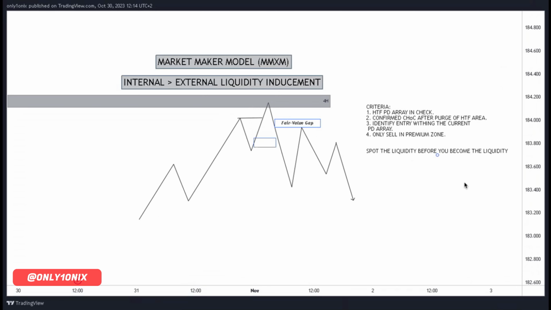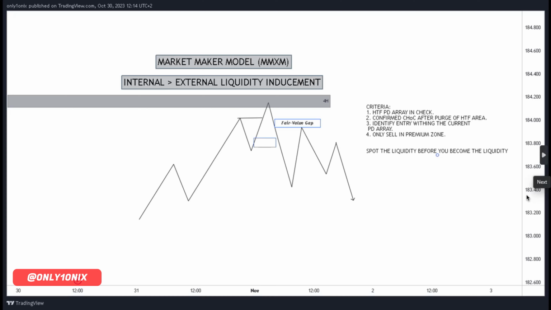So we find internal liquidity and we go into external liquidity, which is the previous low or lower fair value gaps. Right. So our criteria means that we must have our higher time frame premium or demand zone in check. We must always know what the market is doing on the higher time frame, because when we look for entries, it must be in line with the higher time frame. That's going to be first. That's always going to be the first rule that I follow, right?